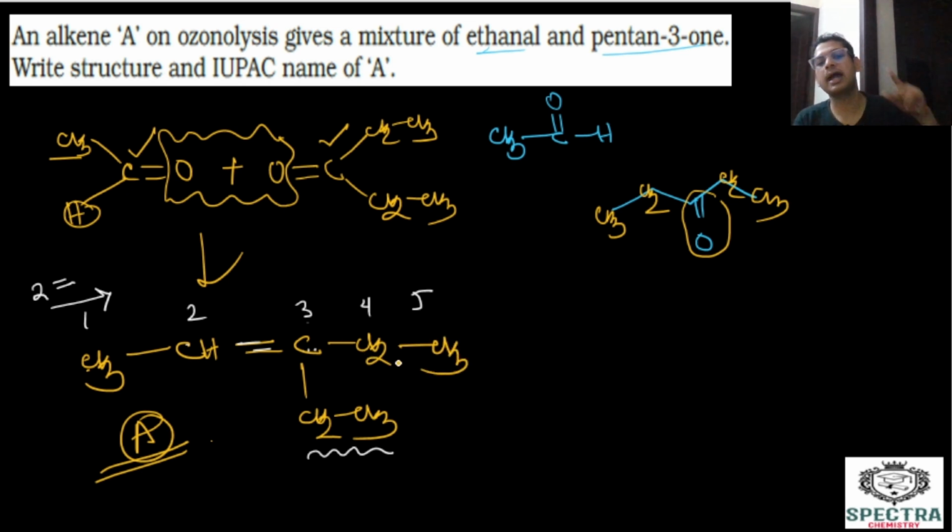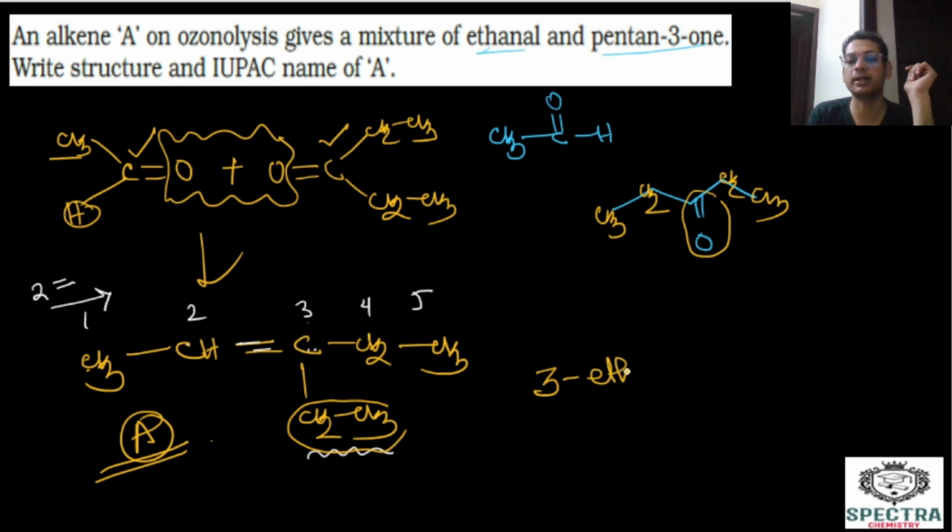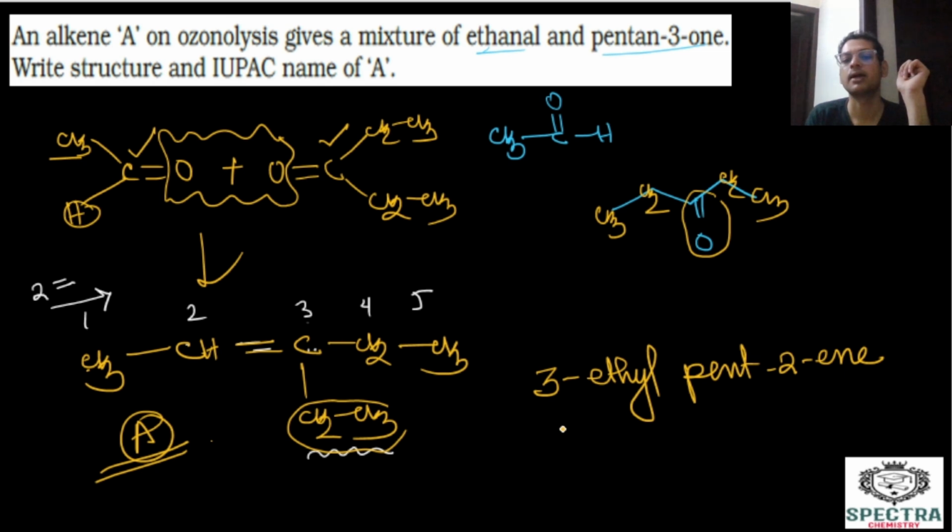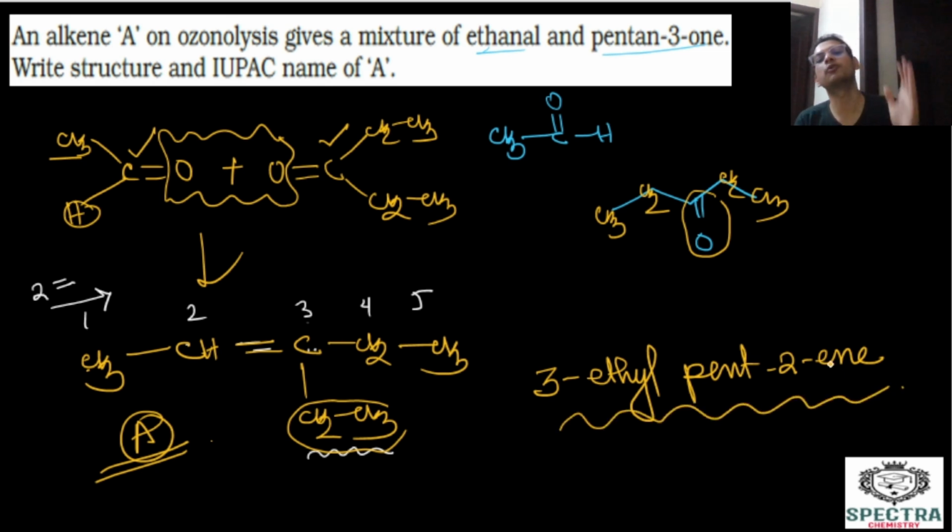Do you get it? The IUPAC, do you get it or not? Yes, very good. So if you get it, it's okay. If you don't, then please revert back to me, okay? So the name will be: at 3 position you are having an ethyl group, so 3-ethyl; 5 carbons, so pent; at 2 position you are having your double bond. 3-ethylpent-2-ene. If you do till this part, you will get the full marks.